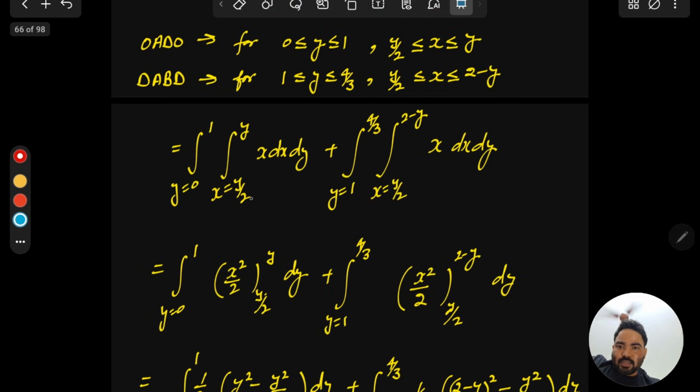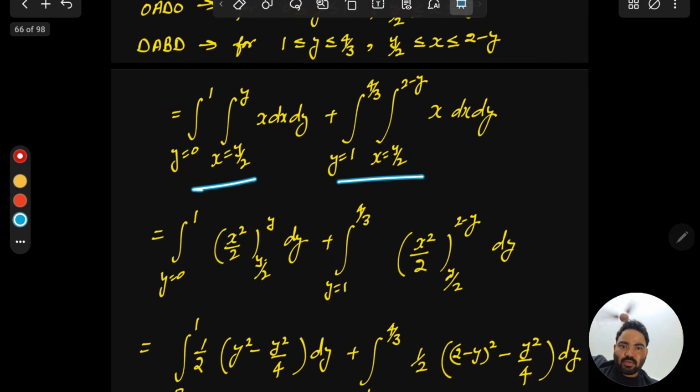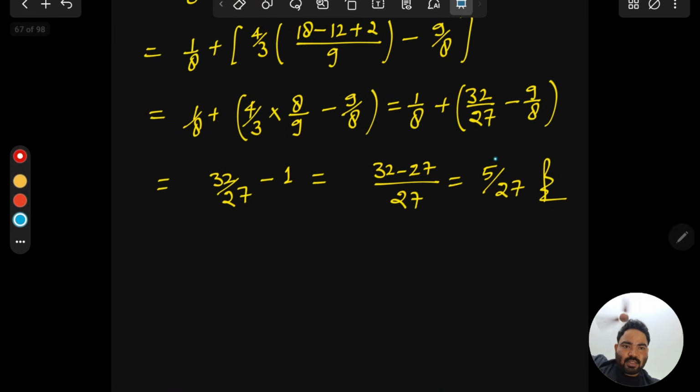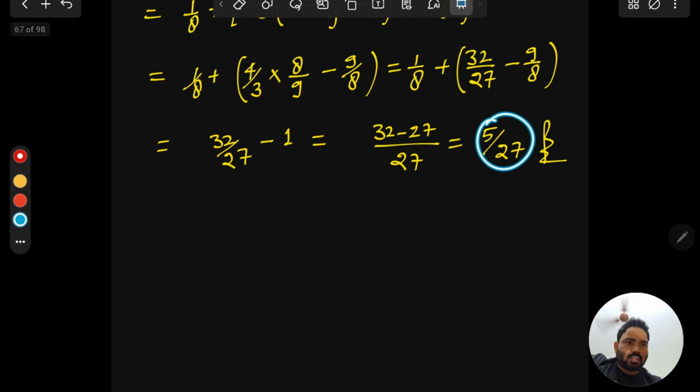You can clearly notice, this is the way you can solve, and you will get the same answer. So this is the way how you can solve the question. Now let's move on to the next topic.